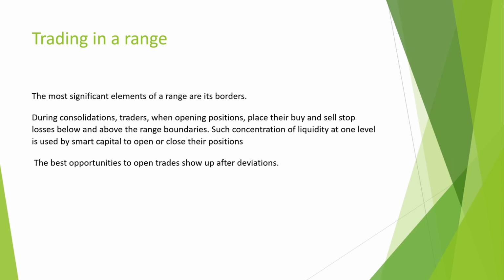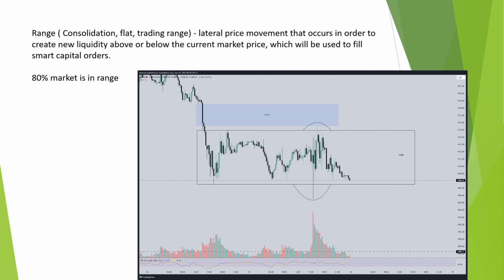The best opportunity to open trades shows up after deviation. This is deviation. So when we're swapping liquidity on the range borders, this is deviation, remember it. You can also say upthrust or spring, etc. You can use it, but the most common name for this is deviation.